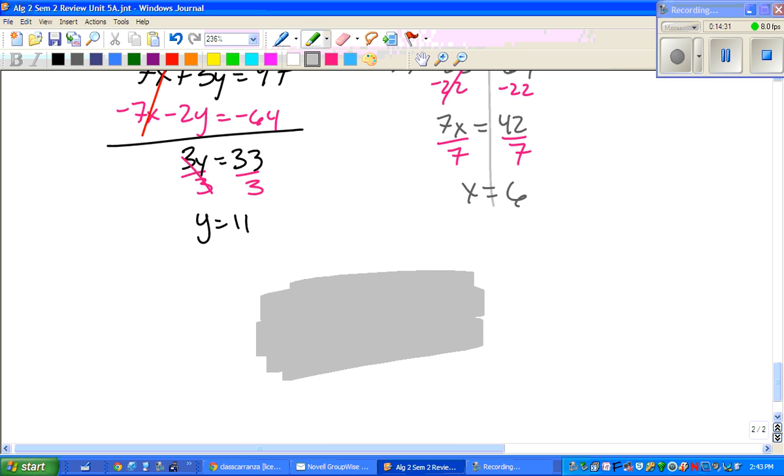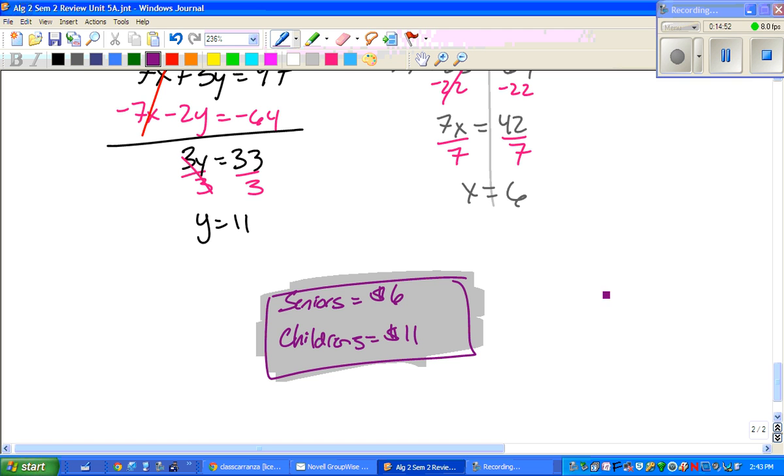So the very last thing is saying, well, how much does everything cost? Okay, well, we'll start with x, which was the senior citizens. So the seniors, $6, and the children's ticket was $11.